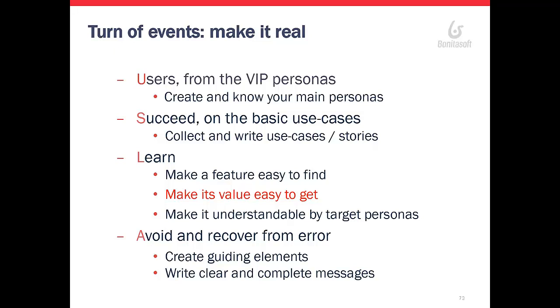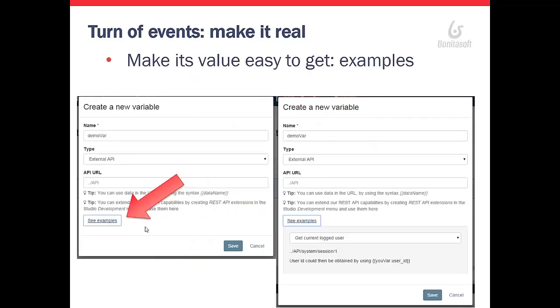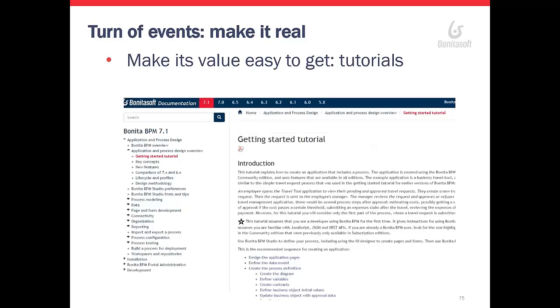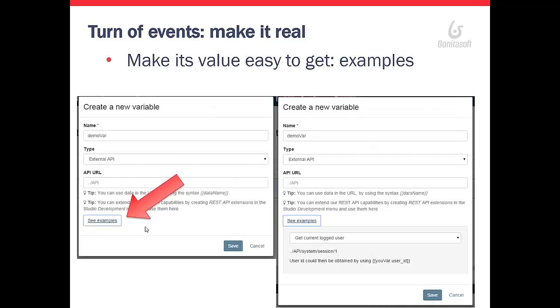Then make the value of a feature easy to get. Explain what it brings to the user. We knew that this feature that we have developed was not really easy to use, so we brought examples. By examples, on the right, you can see that you can easily copy and paste those examples and make them work for you so that you can realize what you can do with it. By giving examples, you give the whole extent of what the feature is capable of for your different use cases.